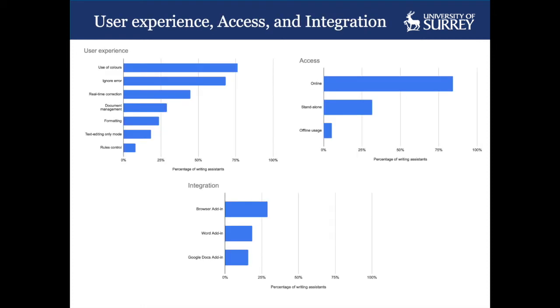In terms of user experience, most assistants offer use of colors when showing suggestions. They allow the user to ignore errors, and around 50% of them allow real-time correction. In terms of access, the majority is online-based, and in terms of integration, around 1/4 of the assistants offer some kind of either browser add-in, Word add-in, or Google Docs add-in.